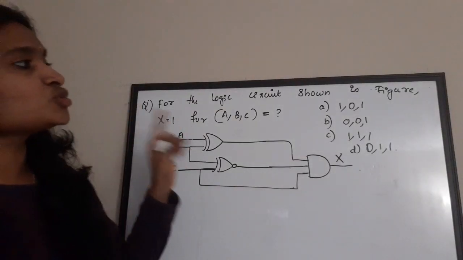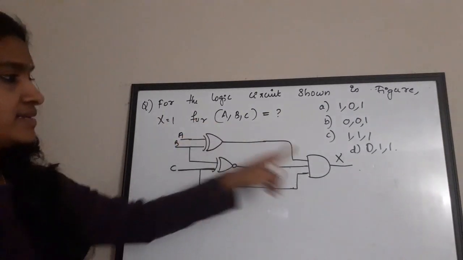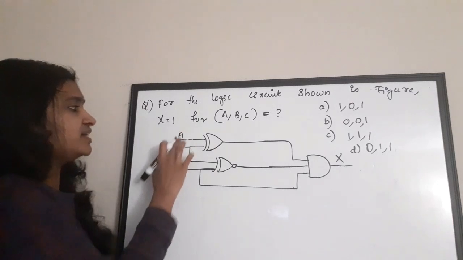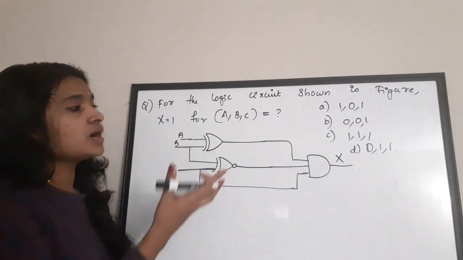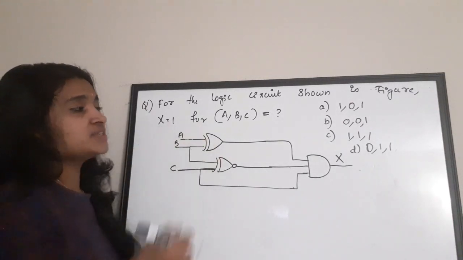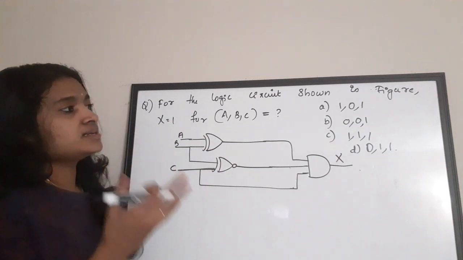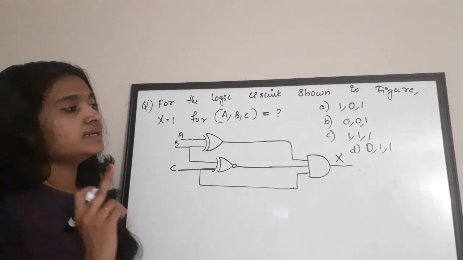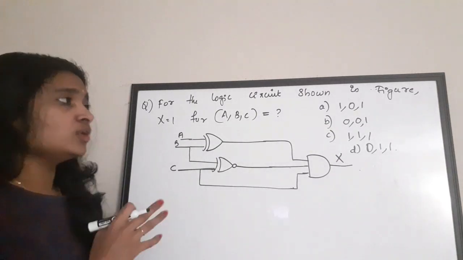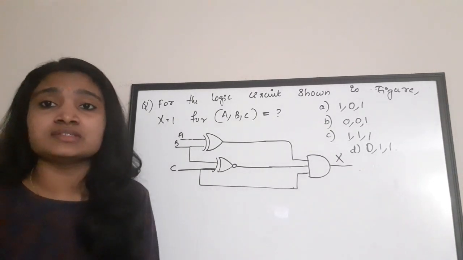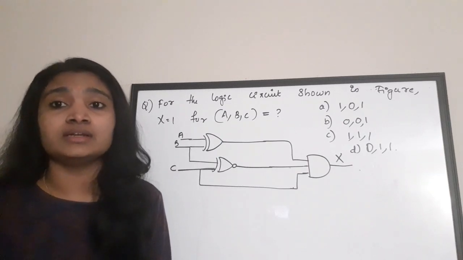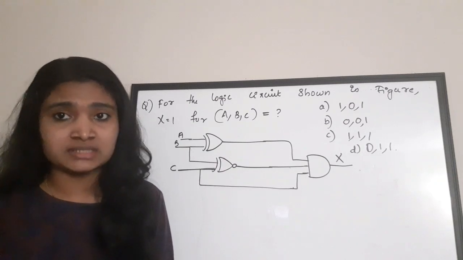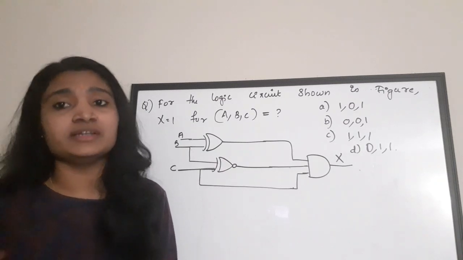For the logic circuit shown in figure, x is the output, x is equal to 1 for which A, B, C? That is, for what combination of A, B, C, which are the inputs, the output x is equal to 1. The options are A, 1, 0, 1; B, 0, 0, 1; C, 1, 1, 1; D, 0, 1, 1. I have not included very simple questions in this video because we have done simple questions in our earlier videos, right? So these are a little bit difficult questions. Not very difficult, but a little bit difficult.